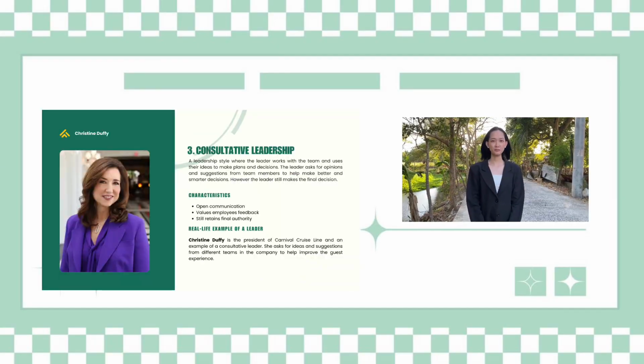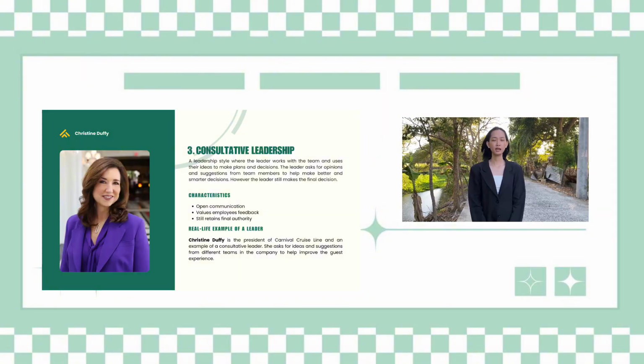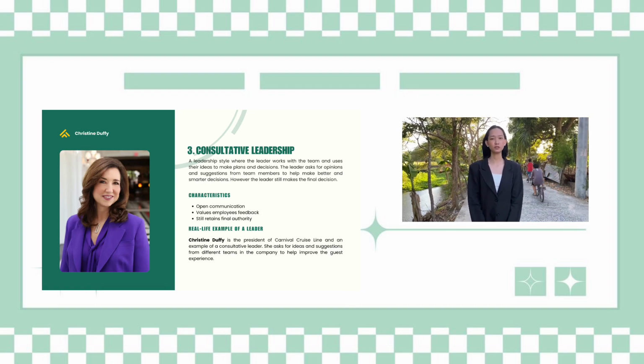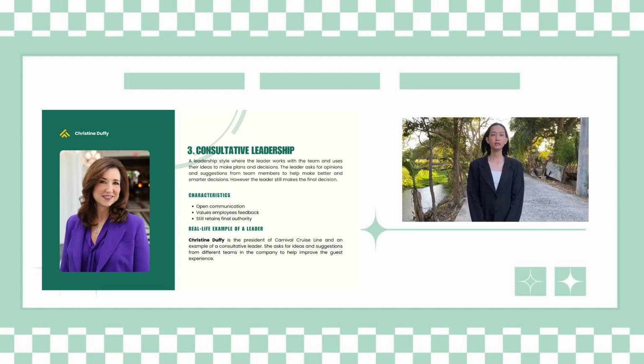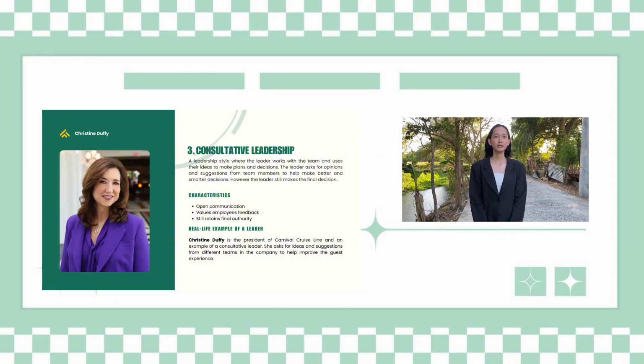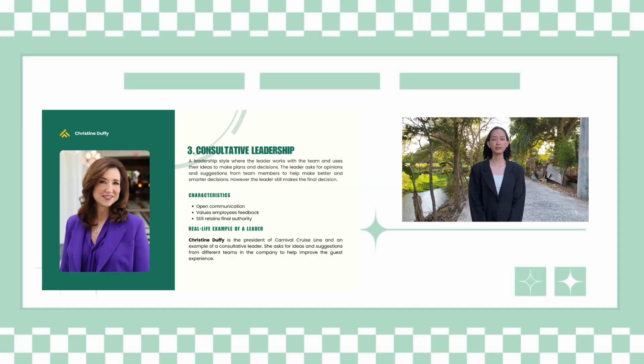The next is consultative leadership. Consultative leadership is a style where the leader works with the team and listens to their ideas before making a decision. So the leader asks for suggestions to make better choices but still makes the final decision. Next are the characteristics of consultative leadership. The first is open communication. The leader fully shares and exchanges ideas with the team. Second, value employee feedback. The leader listens to and respects their opinions. And third, still holds the final authority. The leader still makes the final decisions.